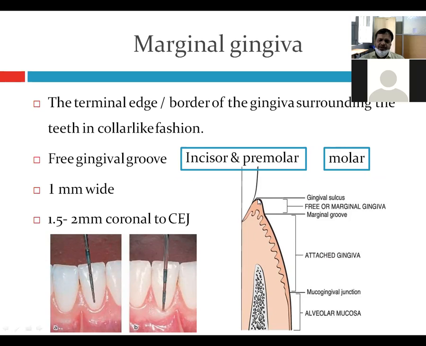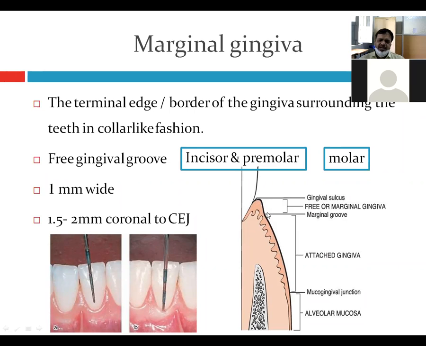So this is your marginal gingiva. It is usually not attached firmly to your tooth. That's why it is called unattached gingiva. And this is the terminal border or edge of your marginal gingiva. This marginal gingiva usually surrounds the whole tooth in a collar-like fashion.